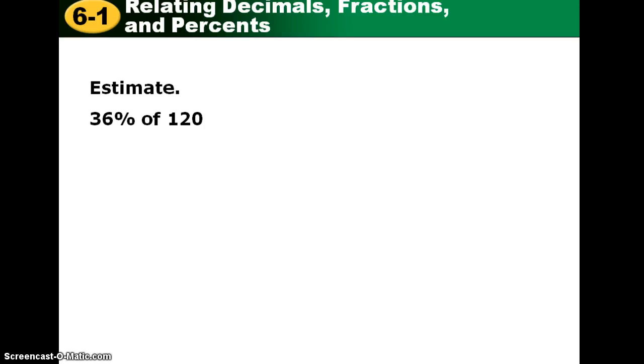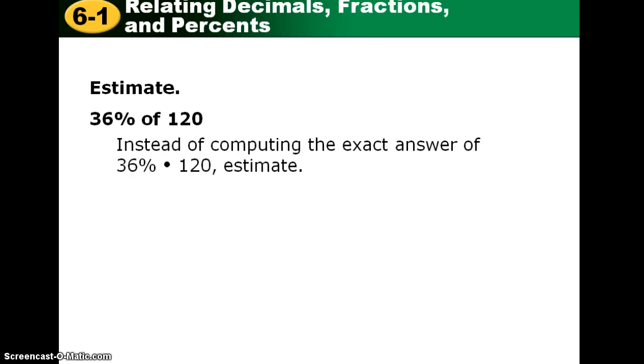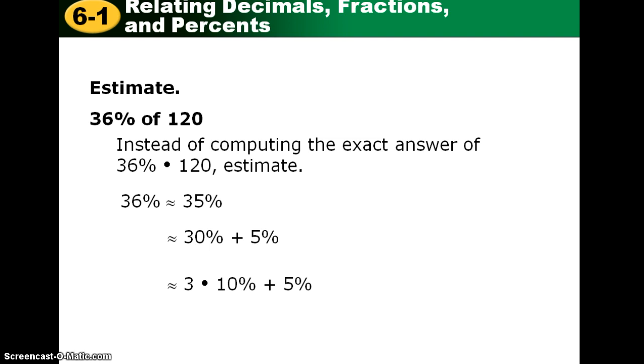Estimate 36% of 120. Instead of getting the exact answer, we might change 36% to 35%. That would equal 30% plus 5%. And 30% comes from 3 times 10%. So again, we use our 10% trick. So they broke it apart here to show us.